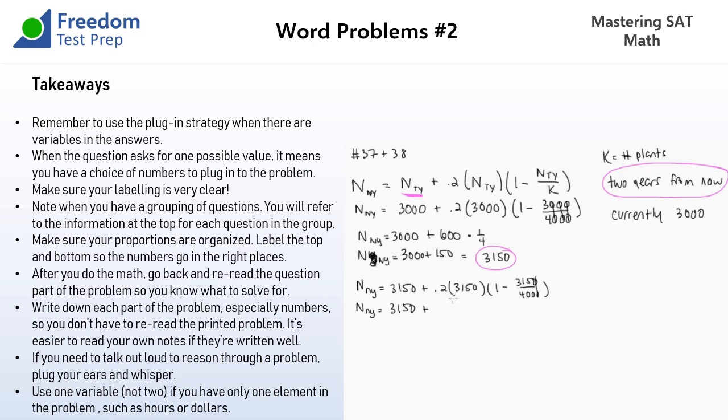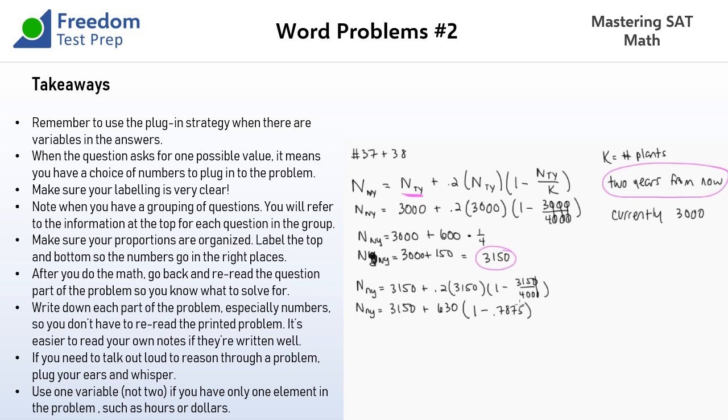So let's see. I'm going to grab my calculator, and 3,150 times 0.2 is 630. That's nice. Times, well, let's see, 315 over 400, well, I'll just write it out step by step. Minus, this is 0.7875. Okay, and now I'm going to do the whole thing.